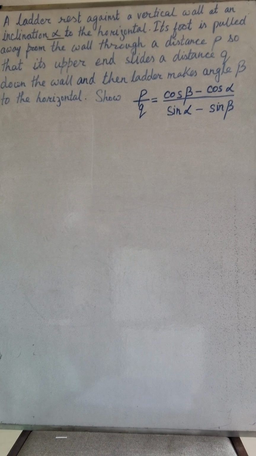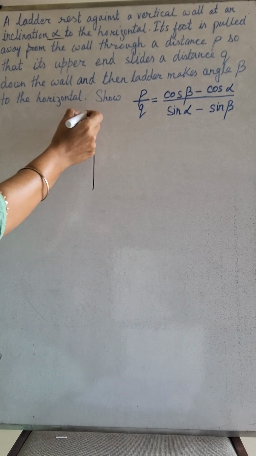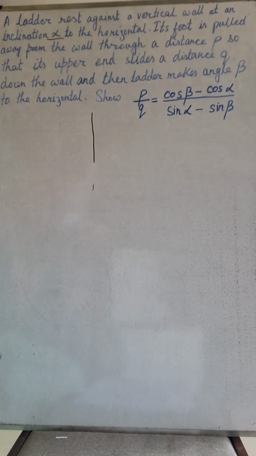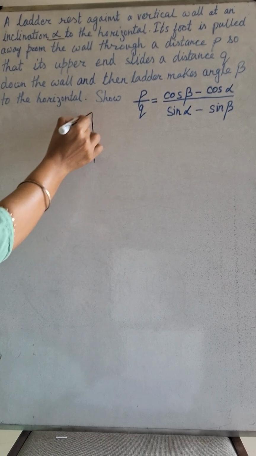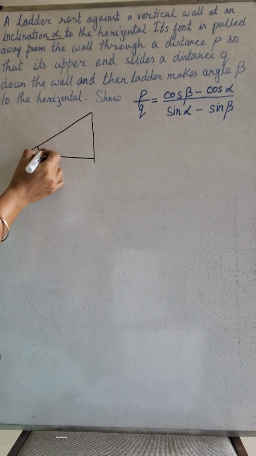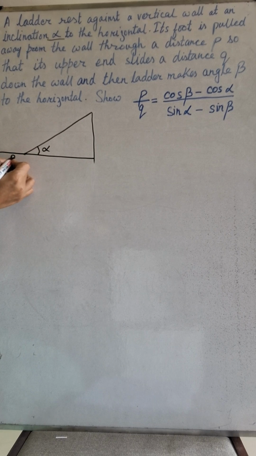So as I said, half the work is done if you can draw the correct diagram. So let this be the wall, and this is the ladder which is resting at an angle alpha to the horizontal. Now read the question again. It says that its foot is pulled away from the wall through a distance p. So this is the foot of the ladder. You are pulling it some more distance p.